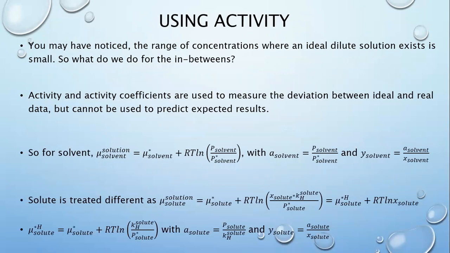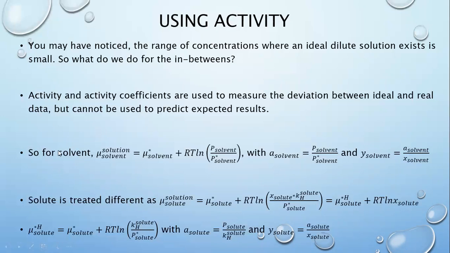Now, you may have noticed that the range of concentrations where an ideal dilute solution exists is very small. So what do we actually do for the in-betweens? Activity and activity coefficients are used to measure the deviation between the ideal and the real data, but we cannot use them to just predict the expected results. It's more like we measure and then modify, but we can't calculate and predict. You can go, oh, okay, that's deviating by this much from what we expect, but we can't say the answer should be this if I read it on the meter.